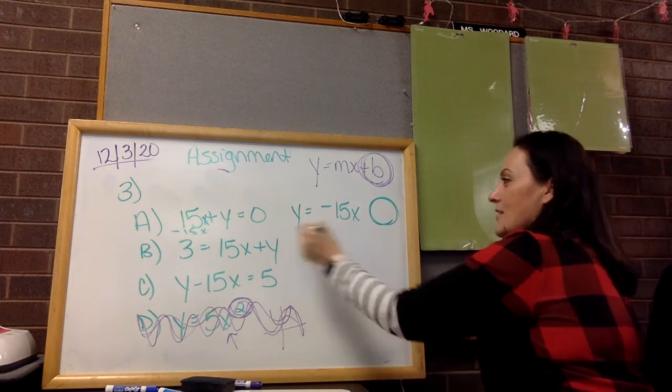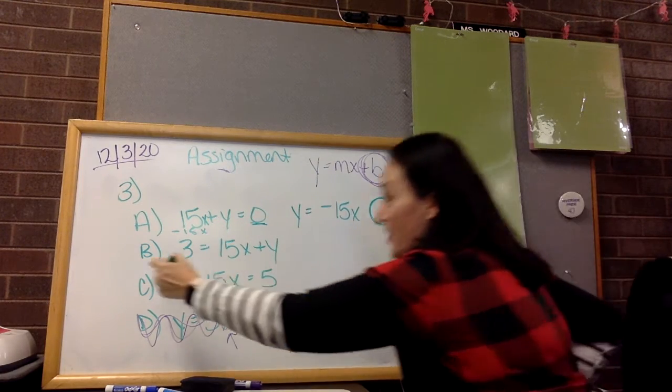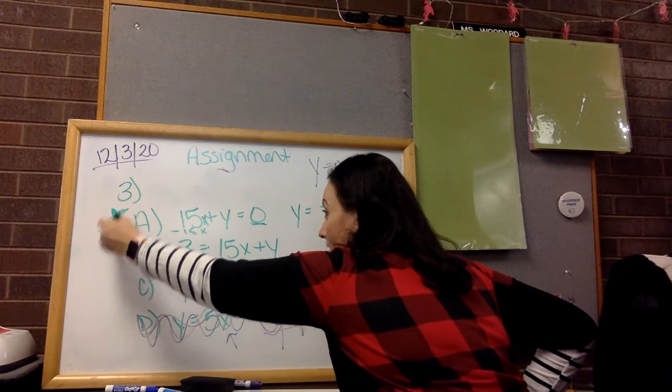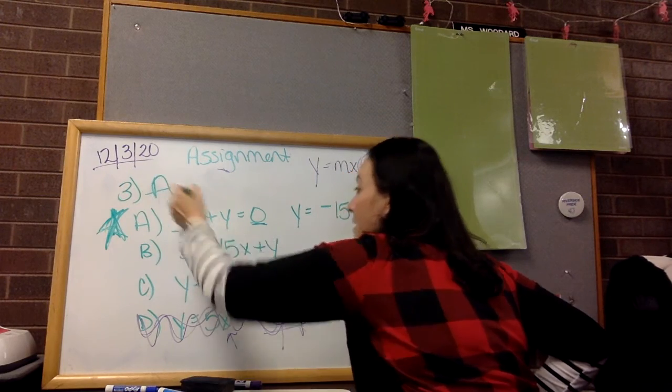This one's missing because it's 0. Since it's 0, this one is my proportional answer right there. So my answer for number 3 is A.